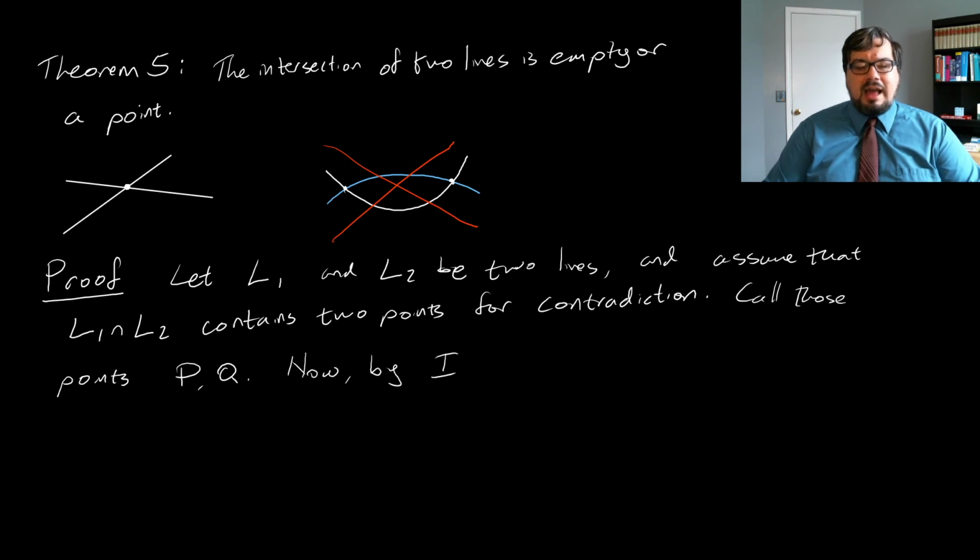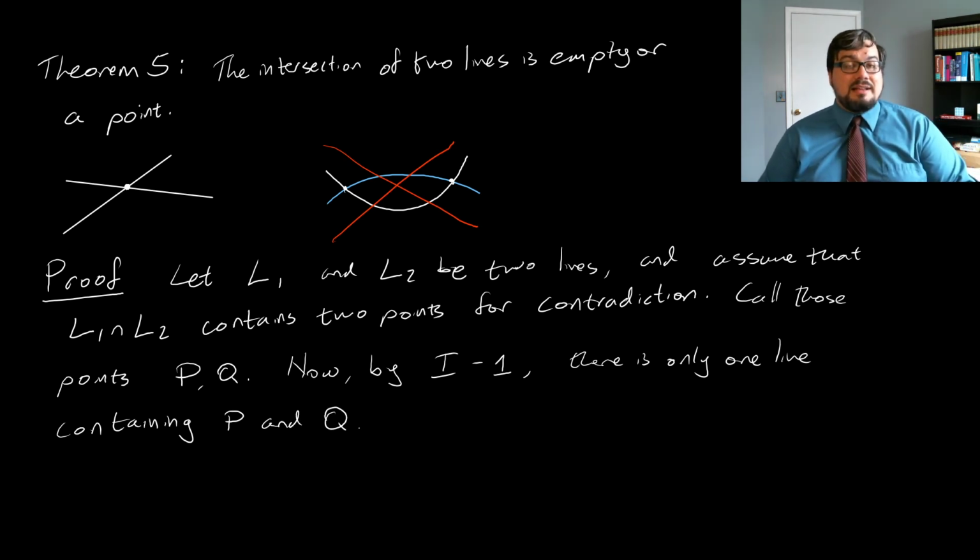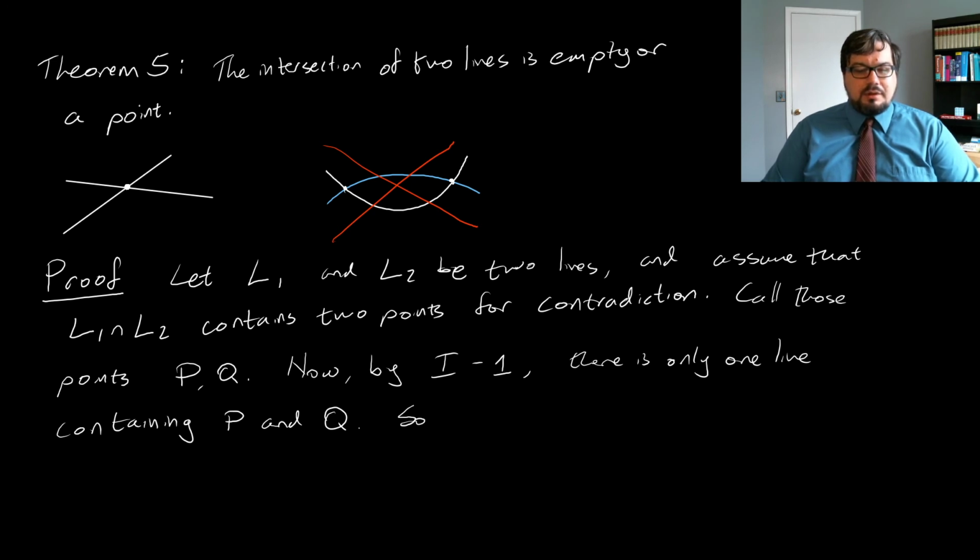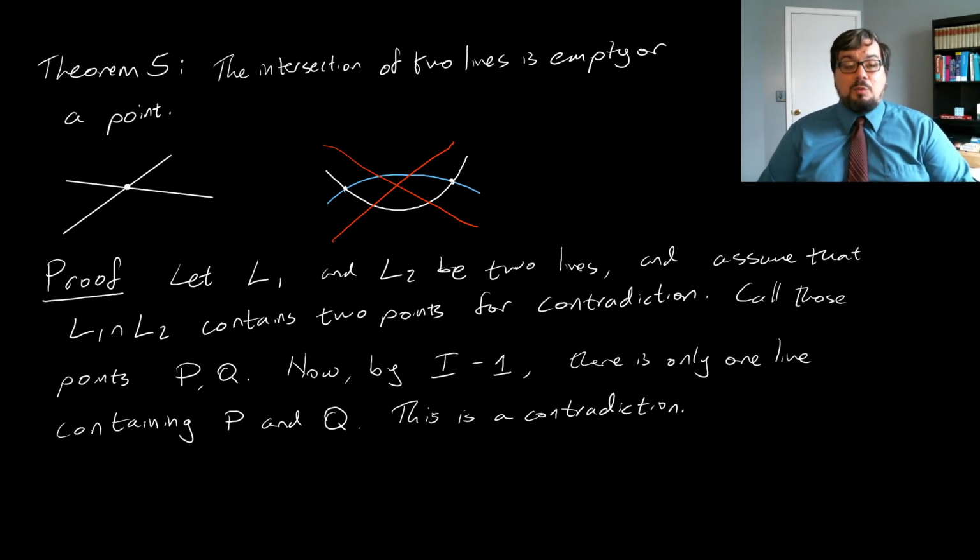Now, by axiom I1, we have that there is only one line containing P and Q, because that's what axiom I1 says, that given any 2 points, there is exactly one line containing them. This is a contradiction. It's a contradiction because L1 contains P and Q, and L2 contains P and Q, and our assumption at the beginning was that L1 and L2 were 2 lines. That is, 2 different lines. And so this is a contradiction.